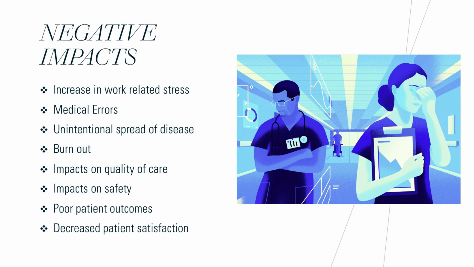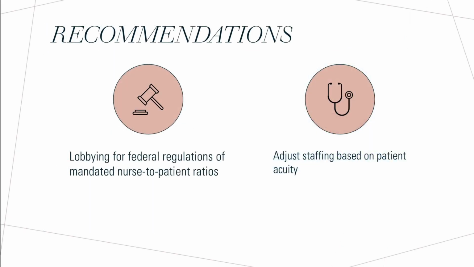There are as many opinions on how to fix unsafe nurse-patient ratios. Lobbying for federal regulation of maximum nurse-patient ratios based on acuity. We could also adjust staffing on a workload intensity basis. That is, how many patients a nurse is given is based on the amount of care required by the patient. Whatever the methodology used, unsafe nurse-patient ratios are a problem that must be addressed.